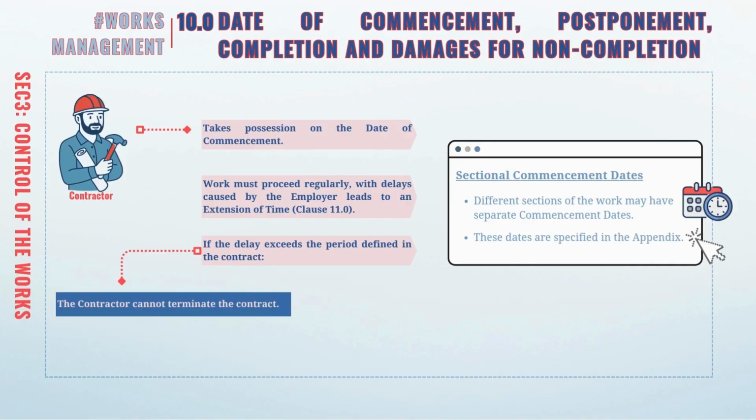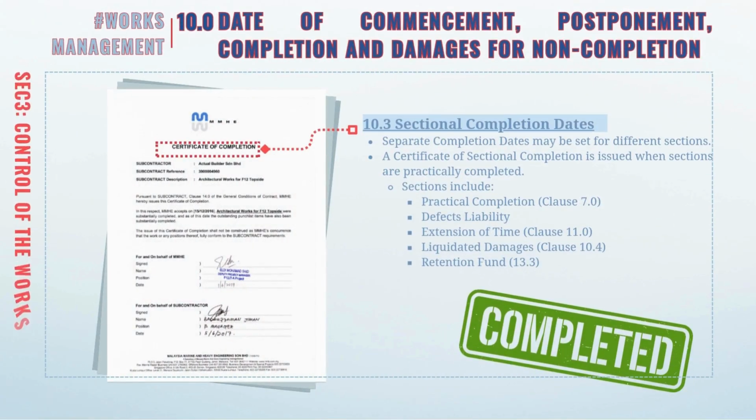In the event that the employer delays handing over the site to the contractor, it will lead to an extension of time. However, if the delay lasts longer than the agreed period, the contractor cannot terminate the contract. Sectional completion dates may vary by work section. A certificate of sectional completion is issued when sections are practically completed, covering 5 sections.